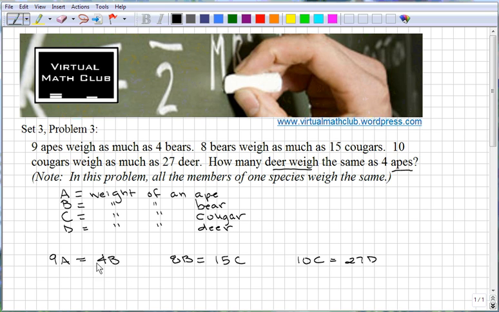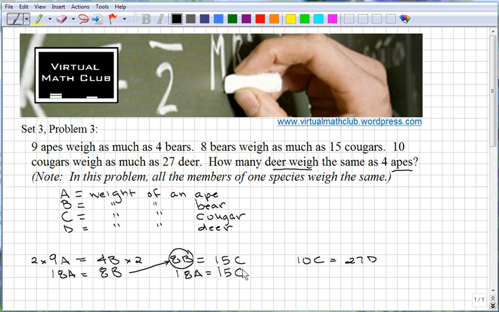So let's first of all do a substitution here. We have 9 apes is equal to 4 bears. So we can actually multiply both sides by 2. I can multiply both sides of the equation by 2 and it'll still be equal, right? So 18 apes is equal to 8 bears. It's basically saying the same thing. We just multiplied both sides times 2. Okay, but that's convenient because then we have 8 bears here. So we can just replace 8 bears with 18 apes. So let's do that. 18 apes is equal to 15 cougars.